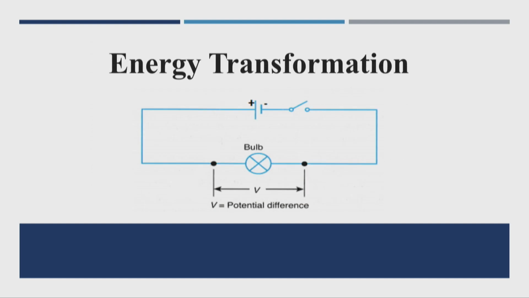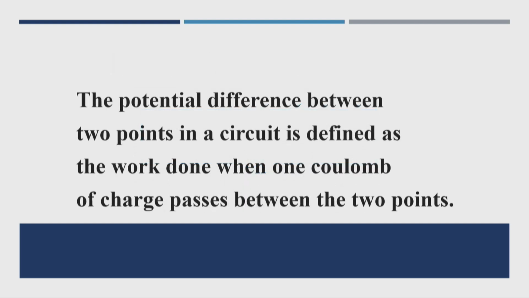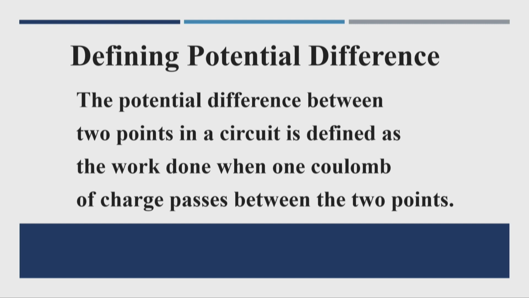We now look at the same circuit from an energy perspective. When a unit charge passes between the 2 points containing the bulb, electrical energy is converted to heat energy and light energy. The work done to bring about this energy transformation is called potential difference. The potential difference between 2 points in a circuit is defined as the work done when 1 coulomb of charge passes between the 2 points.